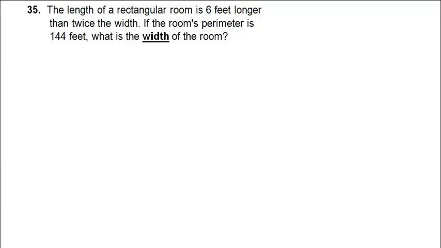The length of a rectangular room is 6 feet longer than twice the width. If the room's perimeter is 144 feet, what is the width of the room? It's always a good idea to draw a picture to begin these word problems.